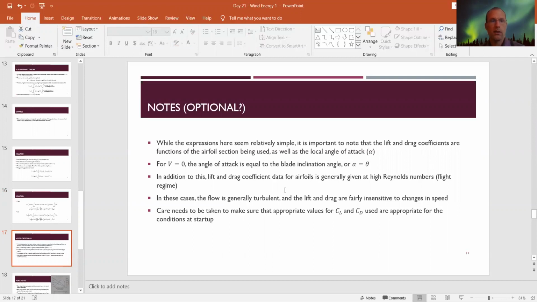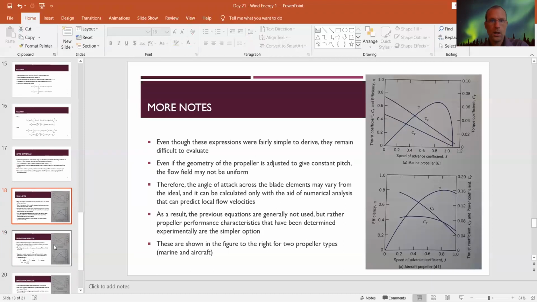Again, if I actually wanted to evaluate the previous expressions to find values of CL and CD, those would be hard to come by. Basically, the point is that CL and CD values are sometimes hard to come by. Sometimes they depend on a lot of things, so I want to make sure you're using appropriate values anytime you use any of this. As I mentioned, these expressions are fairly easy to derive, but fairly difficult to evaluate because of all these concerns.